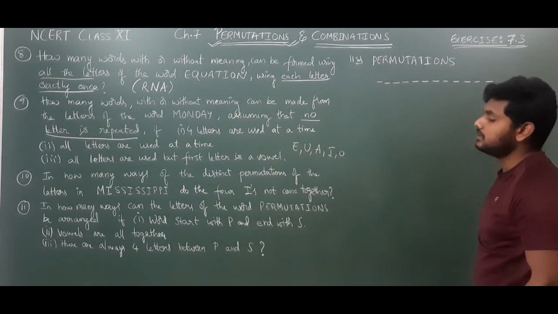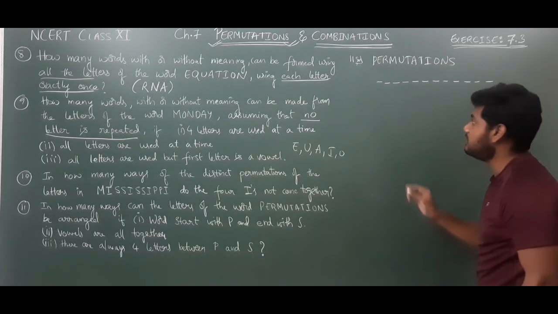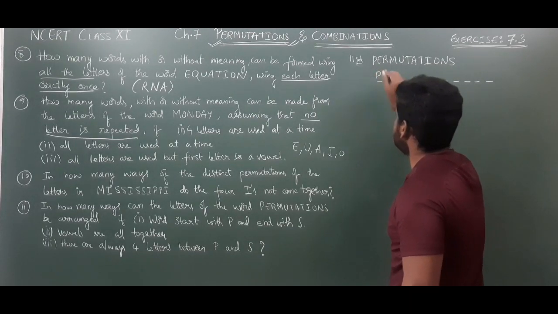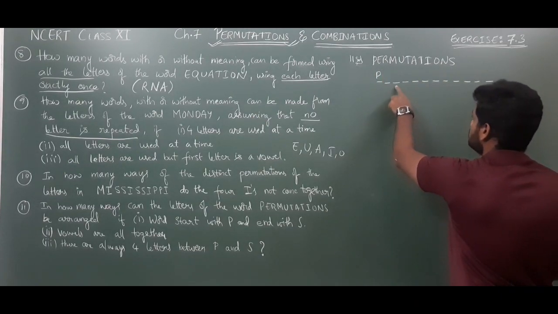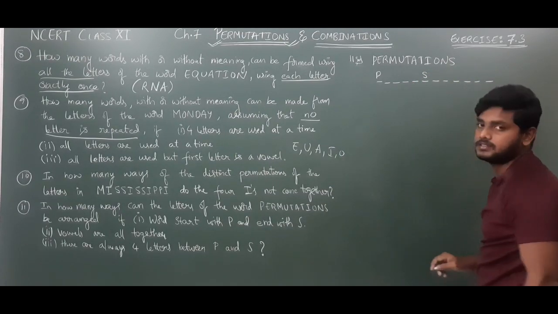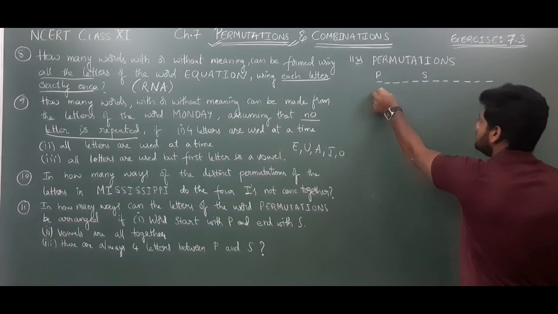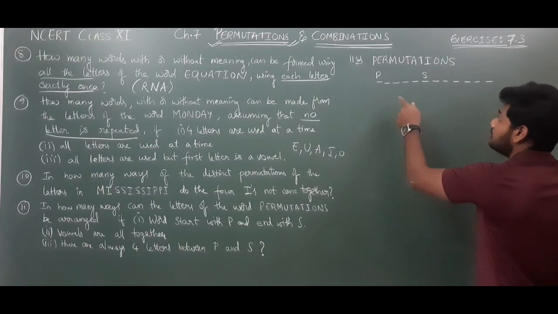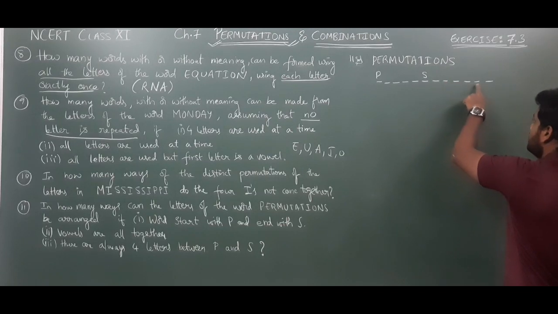Out of 12, there should be 4 letters between P and S. For example, if P is here, next 1, 2, 3, 4. 4 letters should be there in between P and S. That means here P is fixed, here S is fixed. So remaining how many places? 1, 2, 3, 4, 5, 6, 7, 8, 9, 10.